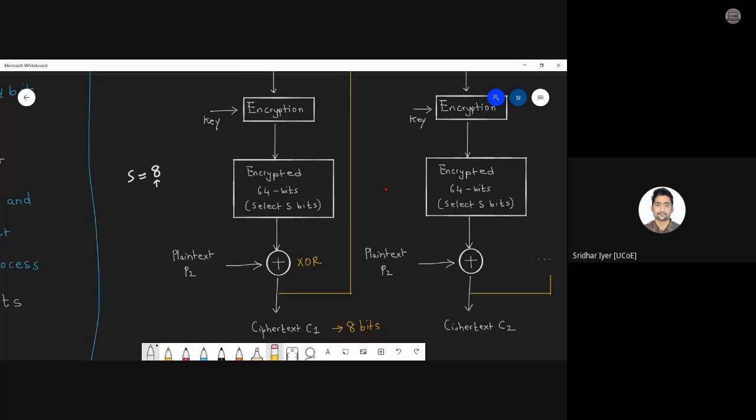It entirely depends upon the sender and the receiver. They have to agree upon a method. We are not focusing on that. We are simply saying that you have to select 8 bits from this encrypted 64 bits shift register. Am I clear with this? How to select those 8 bits?